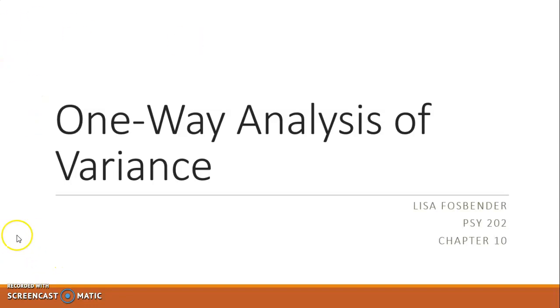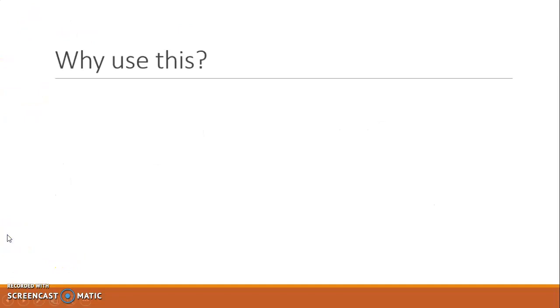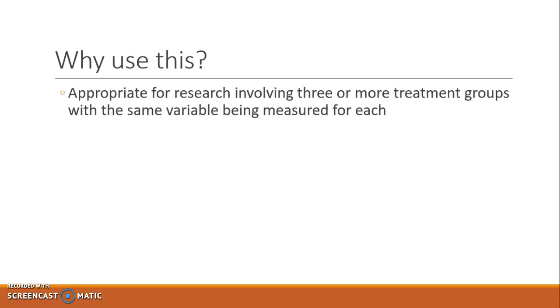So let's get this going. Why are we going to use this particular test? Well, what we've been talking about before, when we've either been comparing a sample mean to the population mean, or we've been comparing two sample means to each other. What we're going to be doing with ANOVAs, or analysis of variance, is looking at research results that involve three or more means, three or more groups of samples, three or more groups of cases. And all of these have the same variable being measured for each.